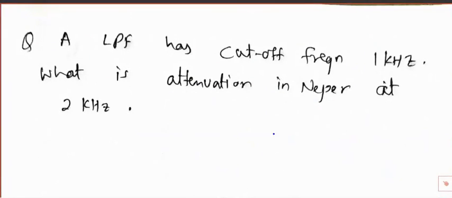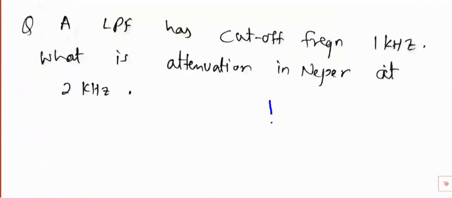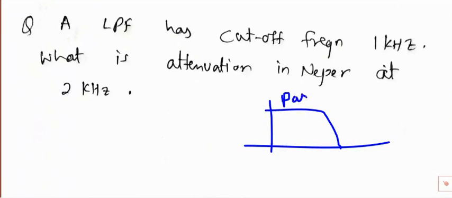Low pass filter has cutoff frequency 1 kilohertz. What is attenuation in Neper at 2 kilohertz? So cutoff frequency is 1 kilohertz, and this is the pass band, and this is the stop band. We have been asked the value of alpha at 2 kilohertz. So 2 kilohertz is not in the pass band, it is in the stop band.